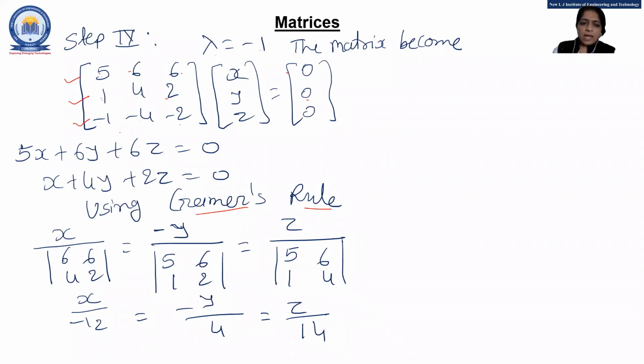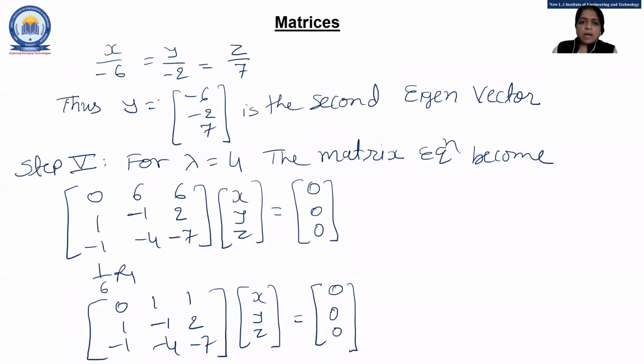So for x, we apply the determinant of 6, 6, 4, 2. For minus y, 5, 6, 1, 2. And for z, 5, 6 and 1, 4. So by applying Cramer's rule, we get the value of x, y and z, and that is minus 6, minus 2 and 7. So this is my second eigenvector.